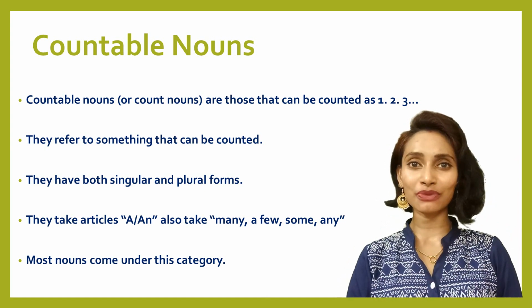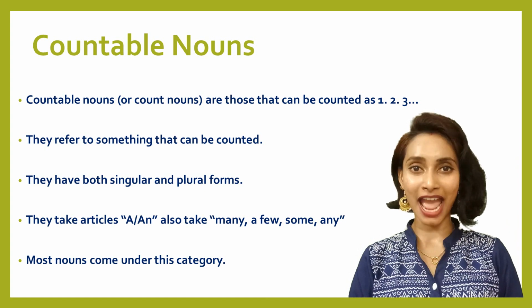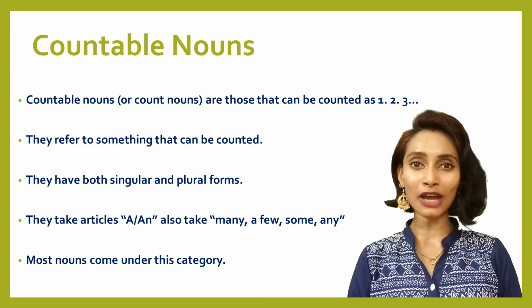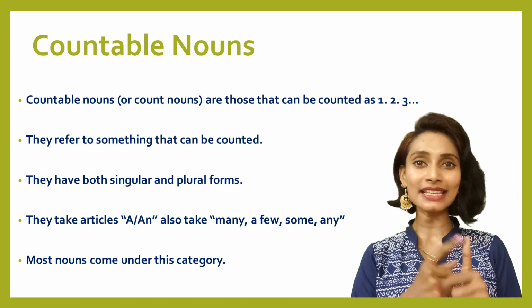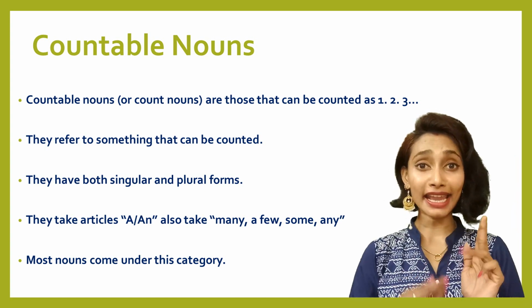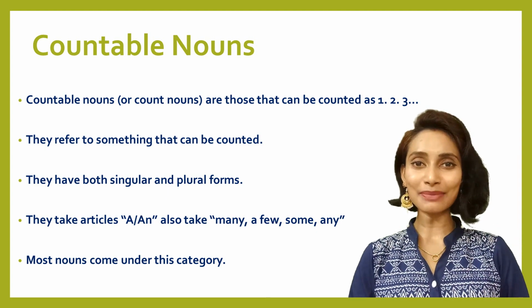Before singular nouns, we can use articles a or an. And before plural nouns, we can use the quantifiers or adjectives like many, some, a few, any, etc. Now let's see some examples.